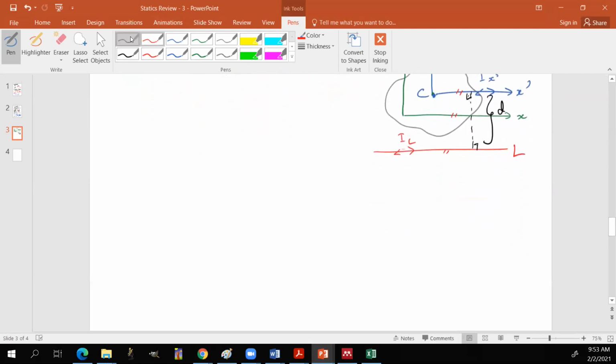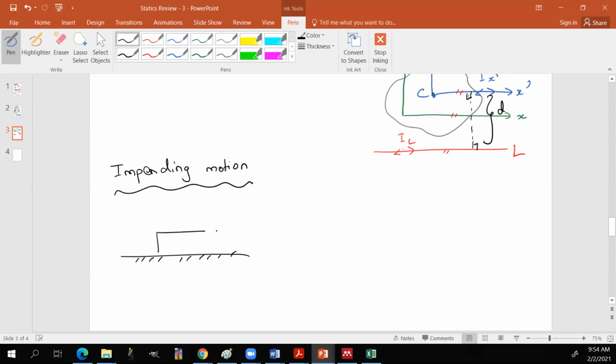Good stuff. I think this is the last one that we're going to look at today. Yep. Impending motion. Right, so let's say you've got some body which is on a surface and you have some force P acting on it, right? And there is friction here, so friction exists.